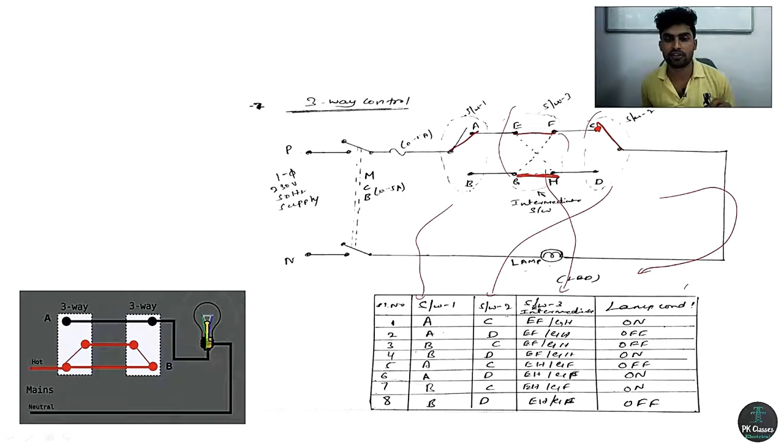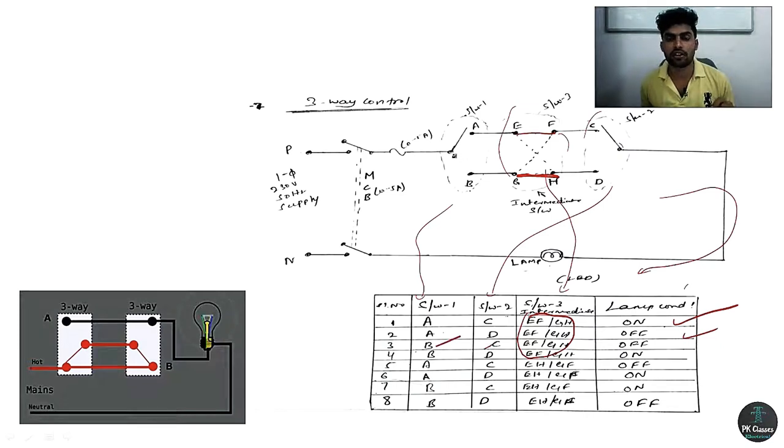For the first condition, see here, 4 conditions are same, okay? So, if suppose switch 1 is in A position, switch 2 is in C position, see, continuity will be there, so lamp will be glowing, first condition, right? So, on condition. Next, switch 1 is in A position, switch 2 is in D position, and then E, F, G, H constant, see here, electrons will move here to here, till end, because this switch is connected to here, so off condition. Right. Similarly, switch 1 is in B position, switch 2 is in C position.